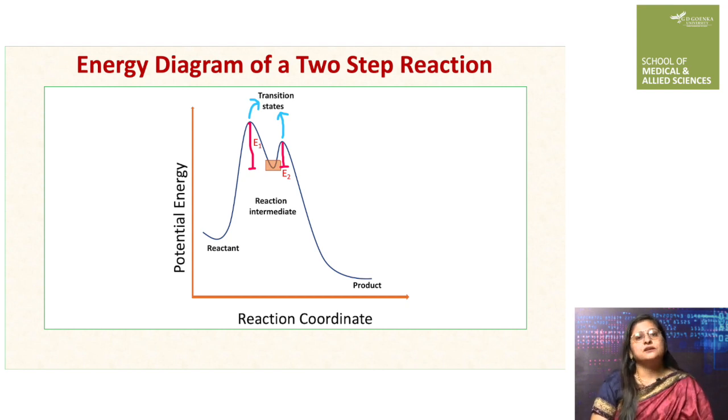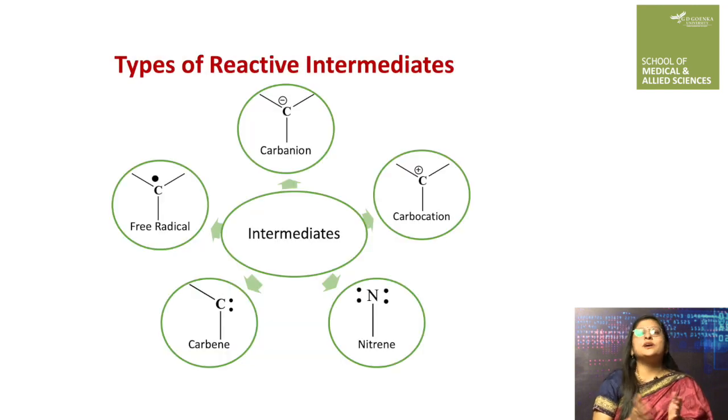As per the graph, the formation of the intermediate requires E1 activation energy and conversion of the intermediate to the product requires E2 activation energy. Activation energies are shown by red color here in this graph. E1 is greater than E2, so the first step is the rate limiting step instead of the second step in this particular reaction. There are various types of reactive intermediates such as carbocation, carbanion, free radical, carbene and nitrene.